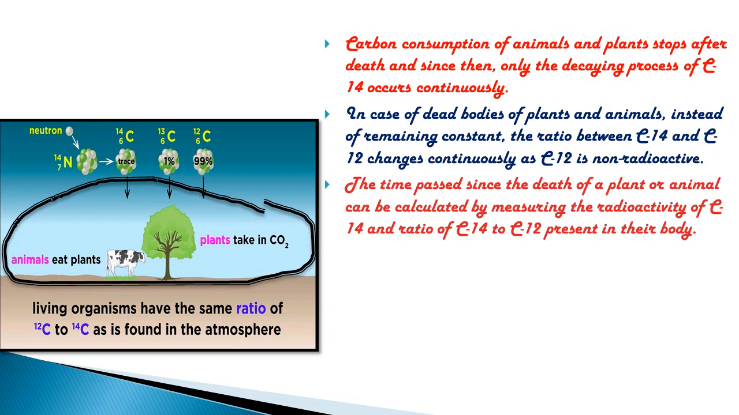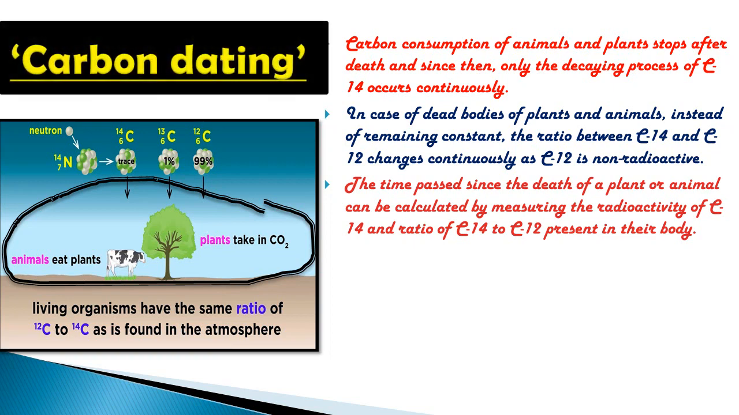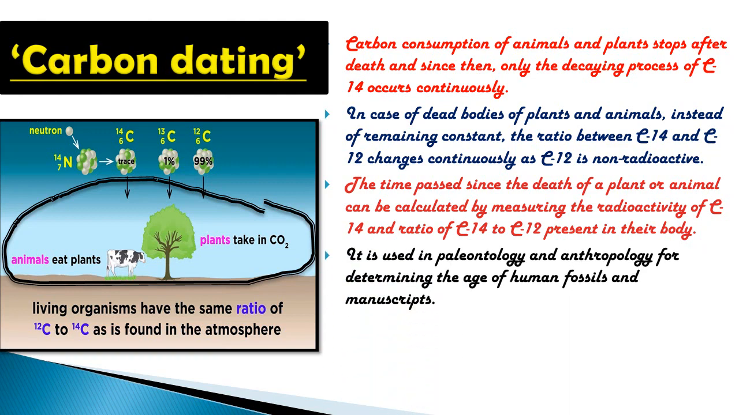The time passed since the death of a plant or animal can be calculated by measuring the radioactivity of C14 and the ratio of C14 to C12 present in their body, and this is called the carbon dating method. This carbon dating method is used in paleontology and anthropology for determining the age of human fossils and manuscripts. Paleontology is the study of fossils, and anthropology is the study of human culture, like manuscripts and everything about the civilization of older organisms. So carbon dating helps in finding the age of older organisms.